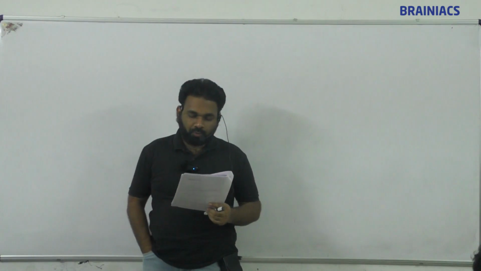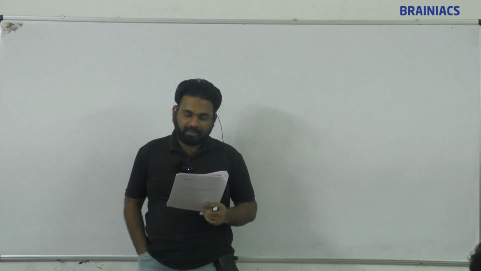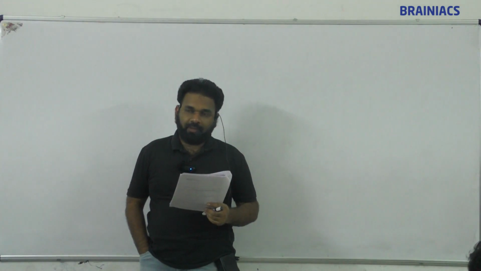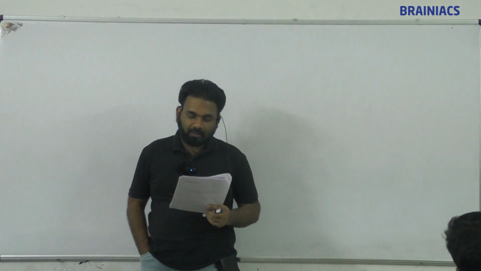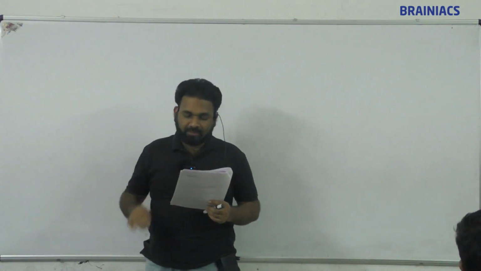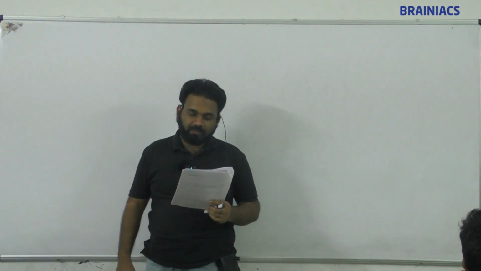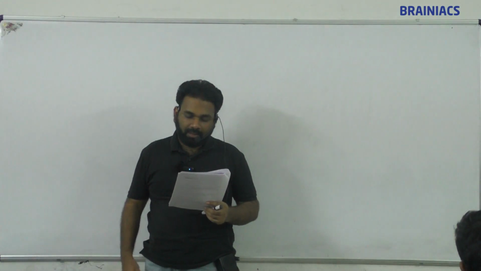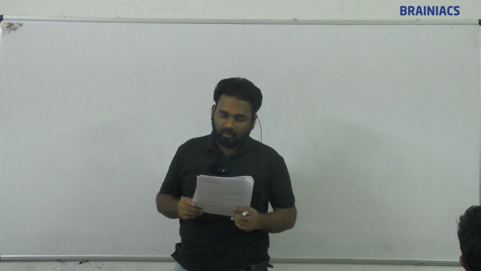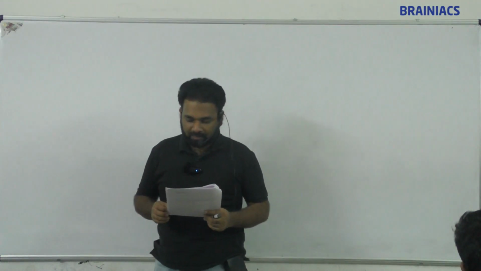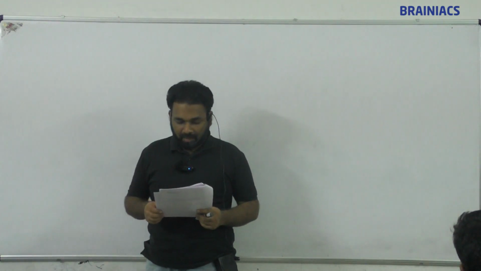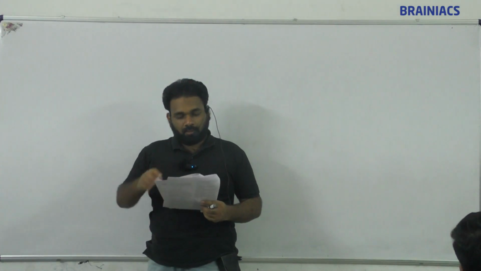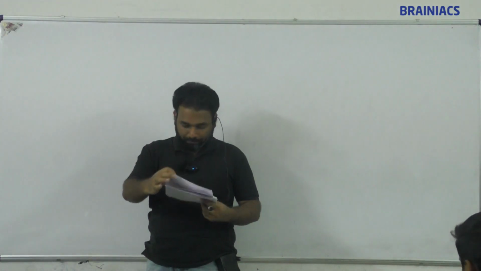Question number 36 this session. Two equal masses are attached to two ends of a spring of spring constant k. The masses are pulled out symmetrically, stretching the spring by a length x from its natural length. What is the work done by the spring on each mass? Okay, so that is the question.